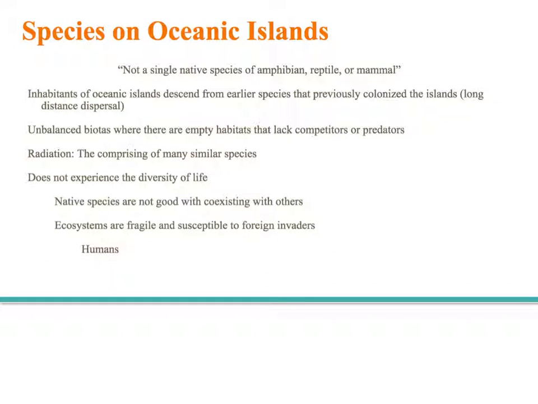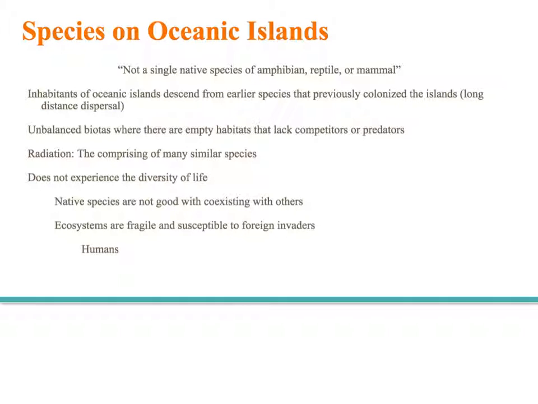As stated previously, oceanic islands lack certain groups of species. It's fascinating that they all lack the same group of species, which include native amphibians, reptiles, and mammals. Inhabitants that colonized these oceanic islands had to do it through long-distance dispersal. Early species of organisms on the island experienced unbalanced biotas because the habitats were empty and they lacked competitors or predators. As a result, radiation was common. No, not toxic radiation, but rather the diversification of many similar species.